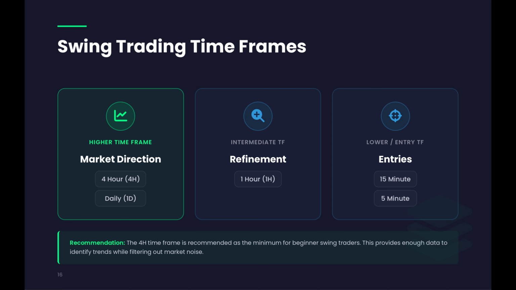Your higher time frame, and this is where everything begins, we're looking at either the 4-hour chart or the daily chart. Now these are highlighted in green here for very good reason. These are your primary time frames for establishing market direction. When you're swing trading, you're not looking to catch every little pip of movement. No, you're after the substantial swings in the market, and for that, you need the broader perspective that the 4-hour and daily charts provide.